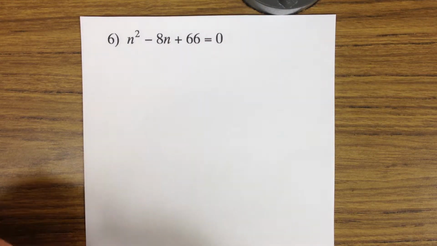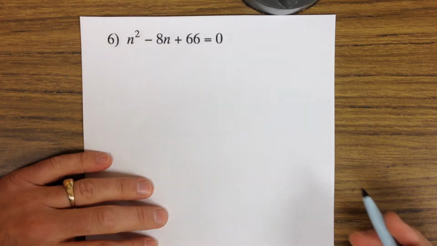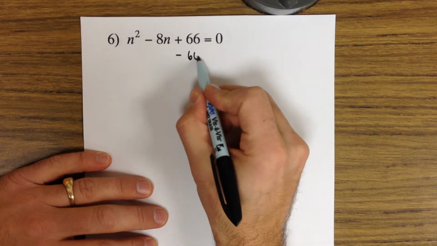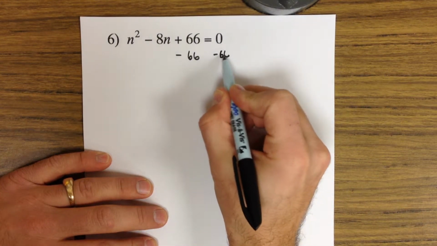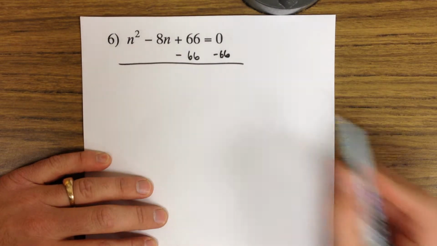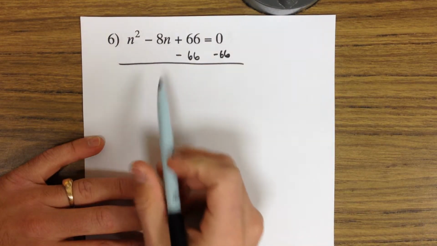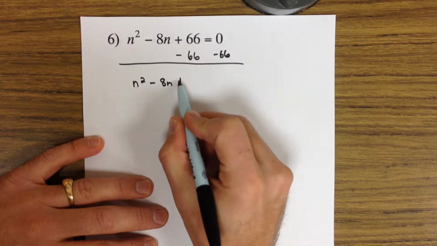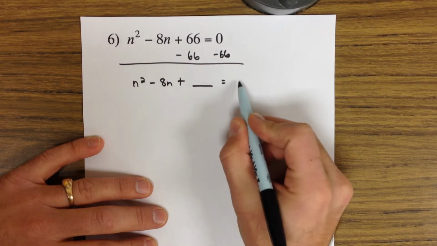Okay, here are the last two. Something interesting happens with this because we're going to end up with a negative square root, so we should know what happens. So again, I'm going to get the n squared and the n by itself. I know I'm going to have to add something to both sides to complete the square.